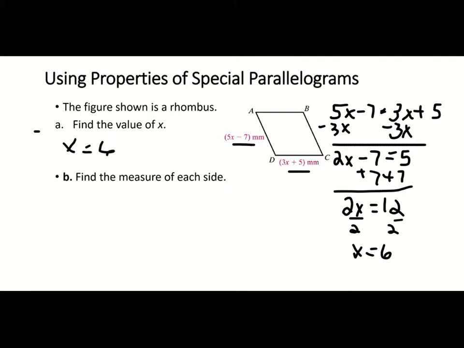And then to find the measure of each side, we're just going to substitute in our 6. So I'll do 5 times 6 minus 7. So 30 minus 7 should give me 23 for that side. This DC should be the same, but let's check. 3 times 6 is 18. 18 plus 5 will give me 23. So both sides equal 23.